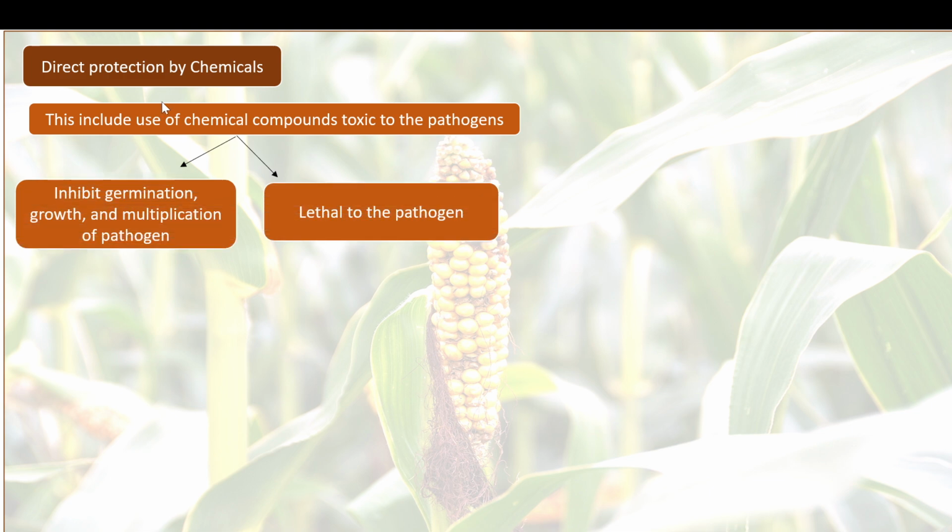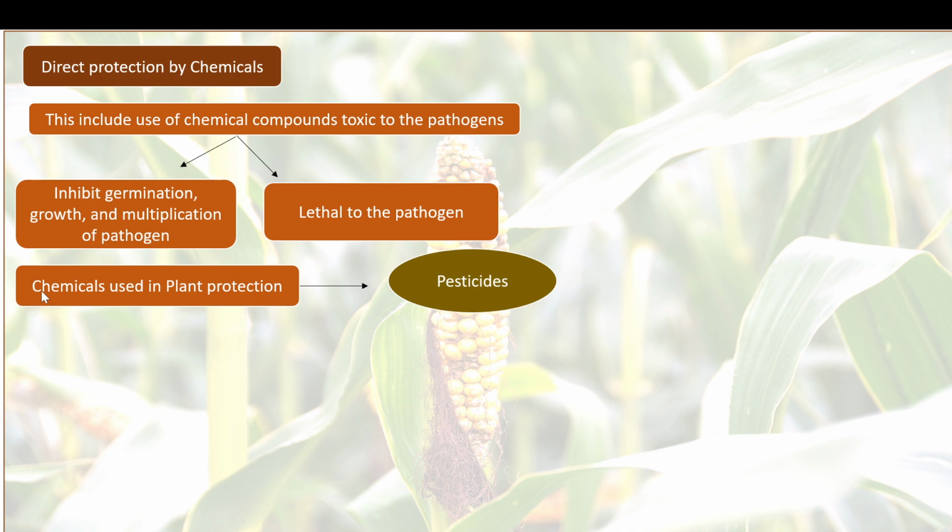So what exactly do these chemicals do? They inhibit germination, growth and multiplication of pathogen. So whatever is the pathogen, these chemicals will stop the germination, will stop the growth and will stop the multiplication of that pathogen, so that the pathogen does not invade more and more. And these chemicals are most of the time lethal to the pathogen, so the pathogen dies.